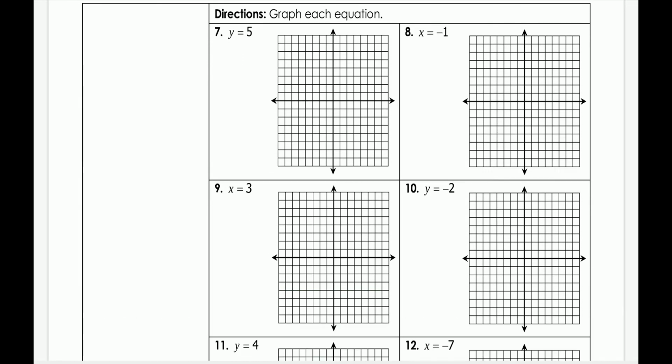So, with these, we're given the equation, and we're wanting to graph the equation. So with number 7, we have y equals 5. So that means that our y-intercept is at 5. So 1, 2, 3, 4, 5. And since it's y equals, I know it's a horizontal line. So there we go. Number 7's done. Number 8's yours. Number 10's yours. And number 12 is yours.